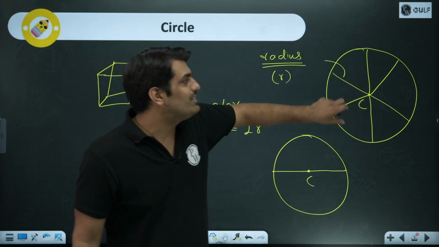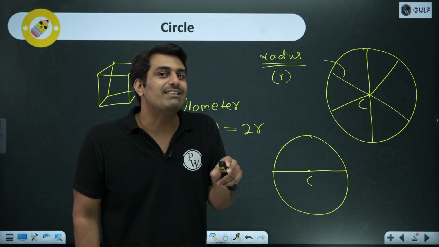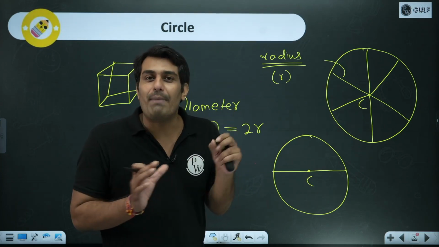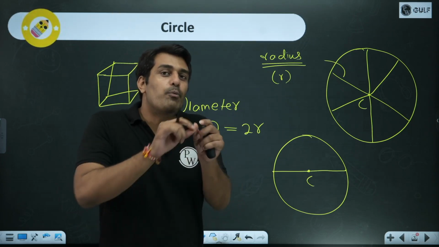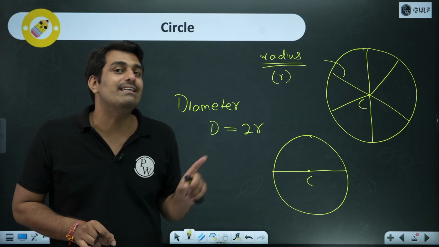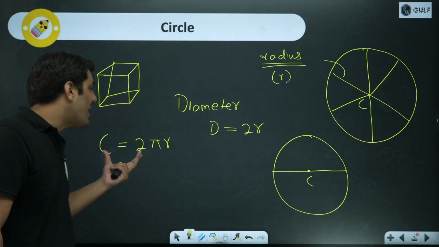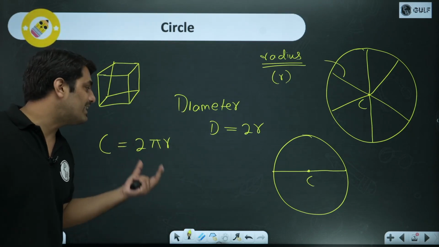Let's assume that this is simply a bangle. I hope you have seen bangles, ladies do wear bangles. Now, how much length is there? If you put a thread across it, you will get clarity on how much length that is. That length can be called the circumference, or in general we call it the perimeter. The formula for that is 2 pi r.